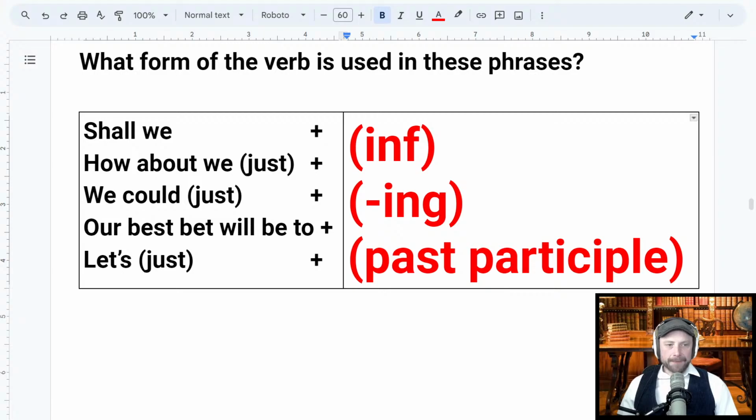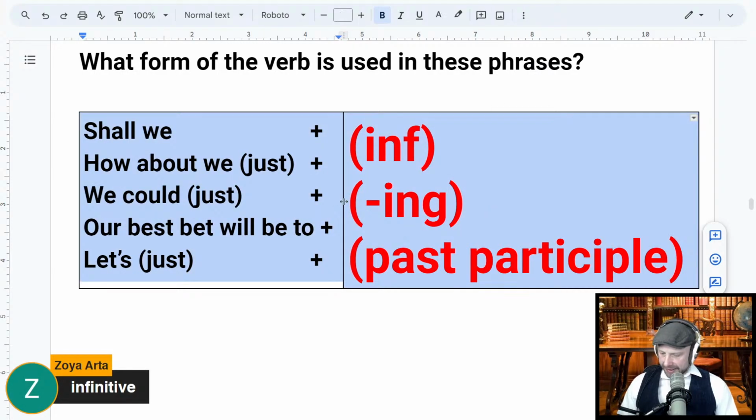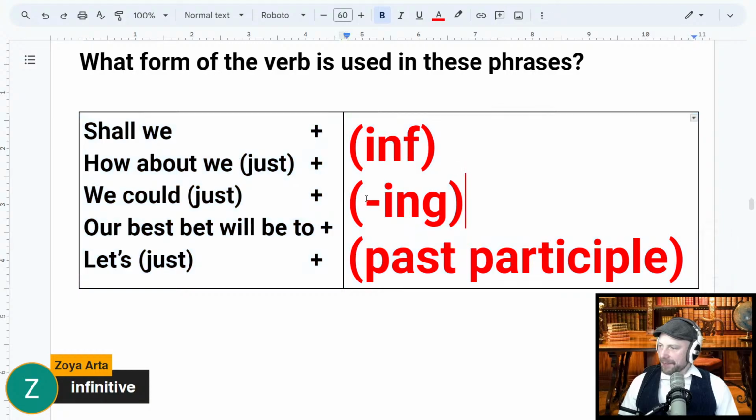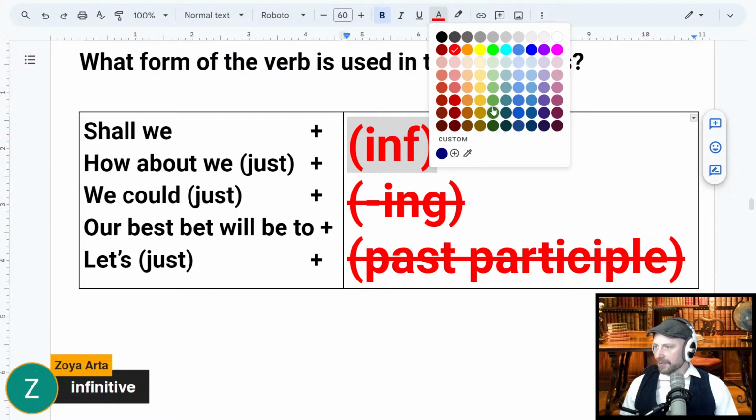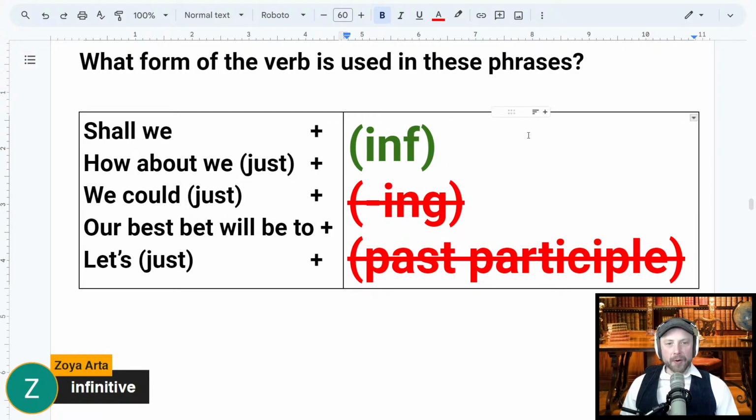So that's right, Zoya. In all of those, we use the infinitive. So we're going to just delete that. We don't need them, because the only one we're going to use here is the infinitive. So it's quite easy, isn't it? Let's just go. Should we go? How about we just go? Could we just go? Our best bet will be to go.